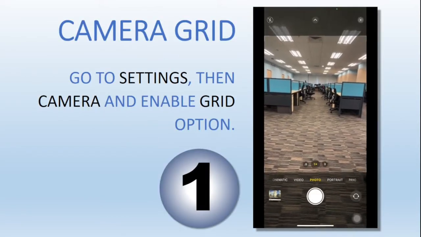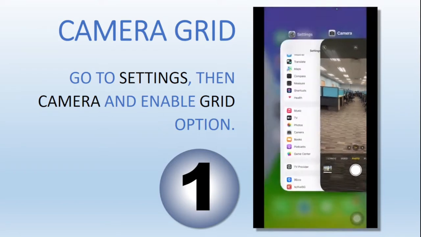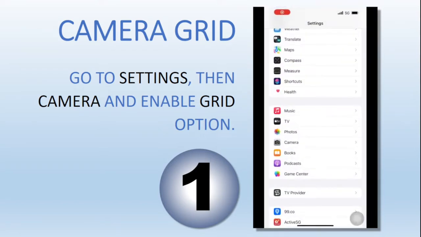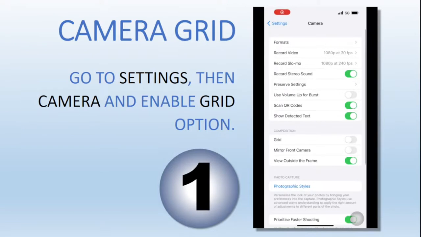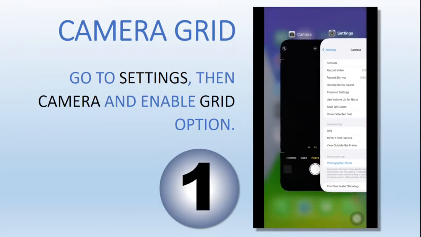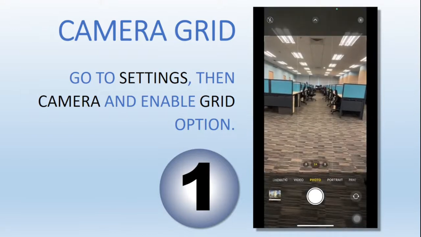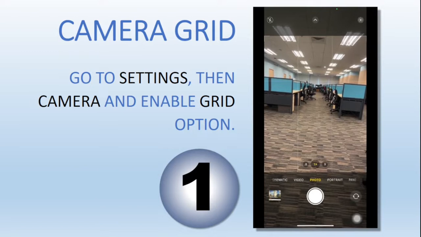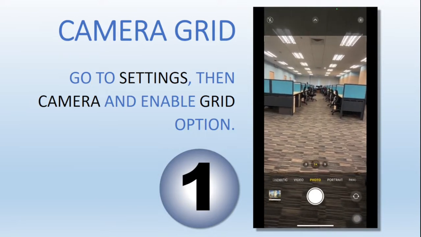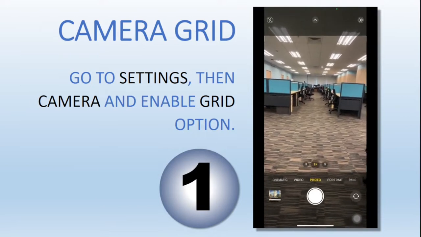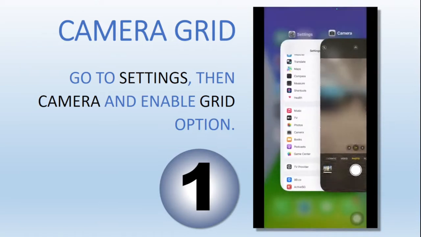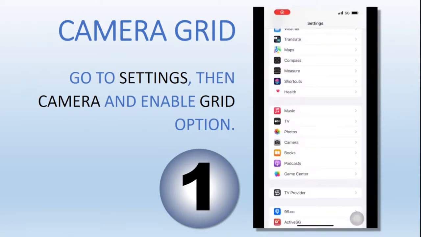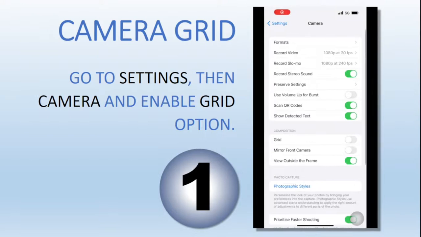Tip number 1, use the compositional grid. The iPhone allows you to toggle the grid on and off on the camera screen. The camera grid helps create a balanced composition that adheres to photography's good techniques. The grid helps you position different elements in the photo. Go to Settings, then scroll down to Camera, and enable the grid option.